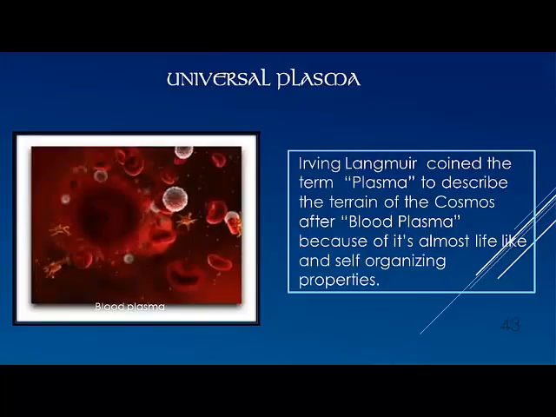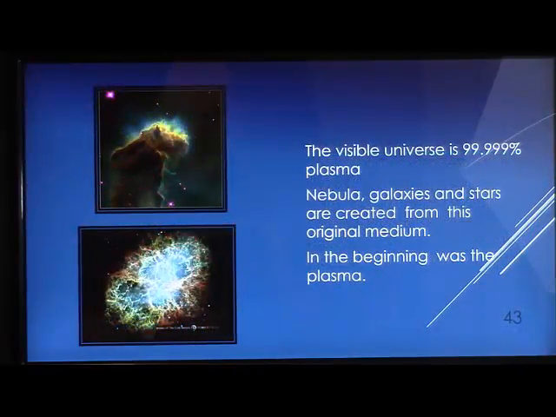Plasma is also, we talk about the cosmic plasma. And it is Irving Langmuir who coined the term plasma to describe the terrain of the cosmos. Again, we see that it is involved in the terrain. He named the terrain of the cosmos after blood plasma because of its almost lifelike and self-organizing properties. The visible universe is 99.999% plasma. Every beautiful galaxy, nebula and star is created from this original medium. We could say in the beginning was the plasma.